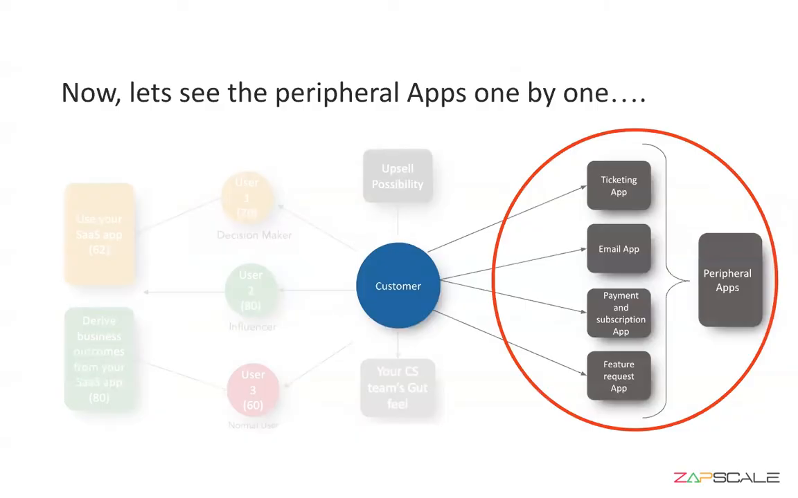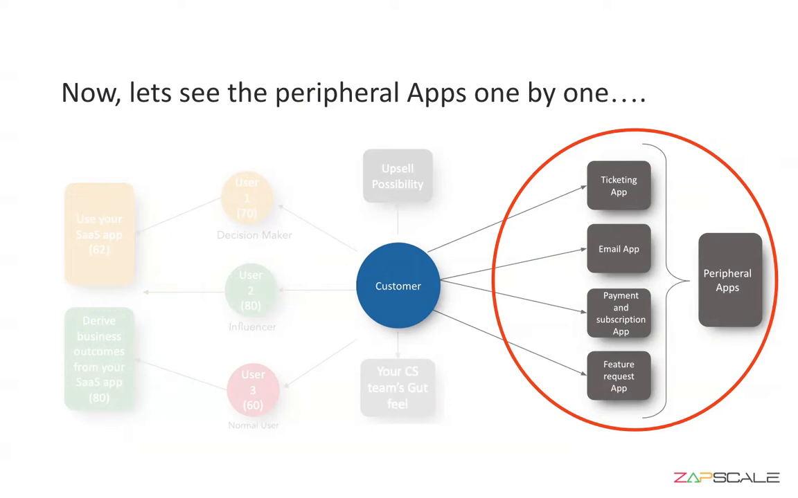Let us say for ticketing, email, payment subscription, feature request, we have a very, very simple plug and play integration. In a couple of clicks, you can get the applications integrated with ZapScale, and the KPIs would start getting in action and populating the score for each of these peripheral apps.